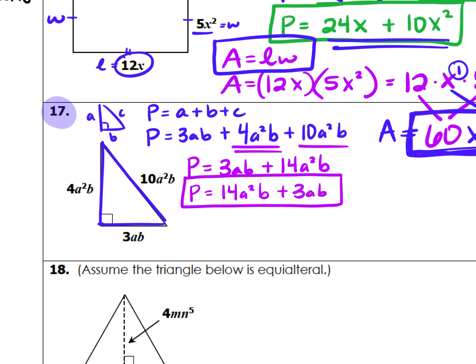If you were to give me the first one, I would take it. That's not the end of the world. That's not what I'm trying to focus on for you right now. But the best answer would be that bottom one, 14A squared B plus 3AB. You cannot combine them because they are not like terms.